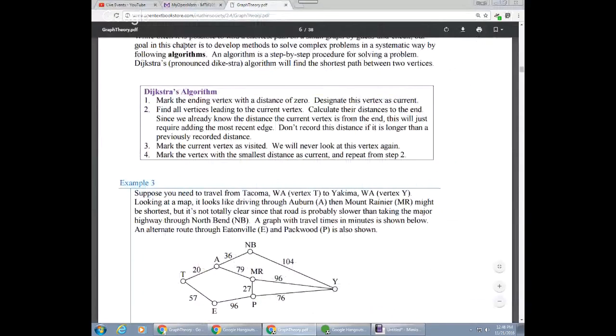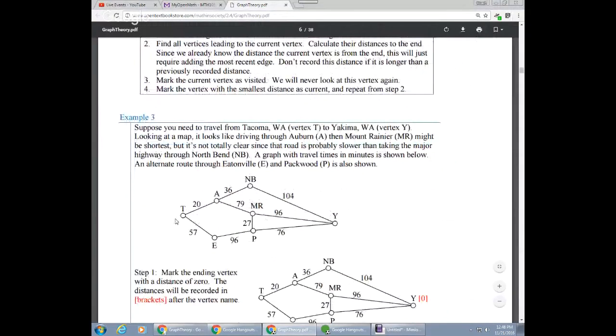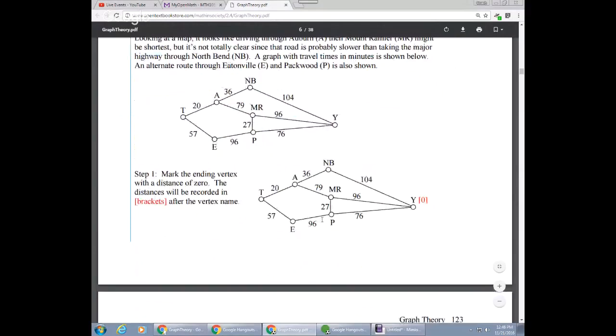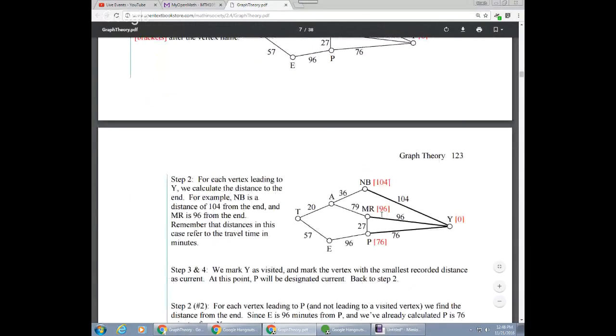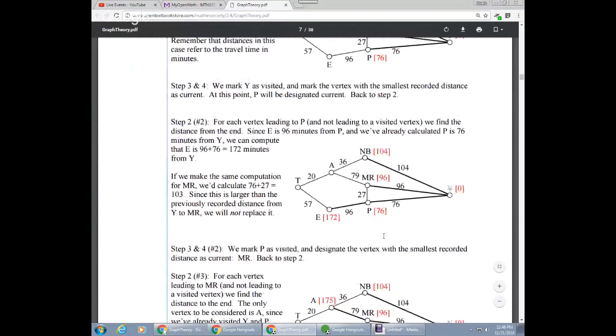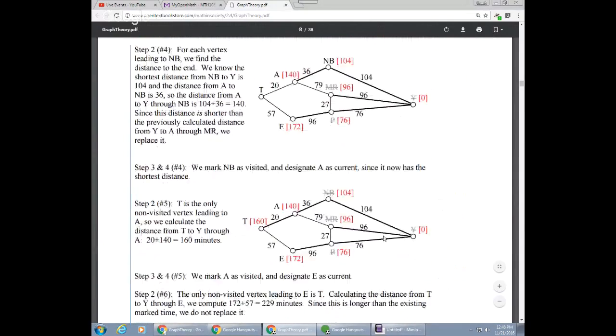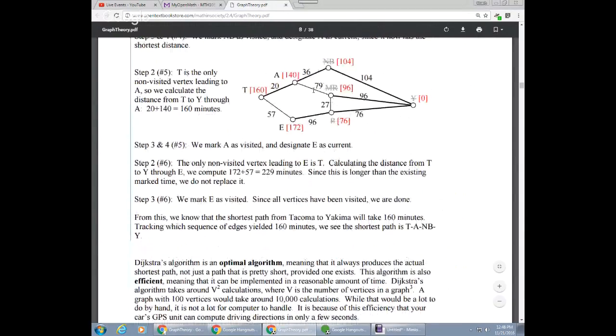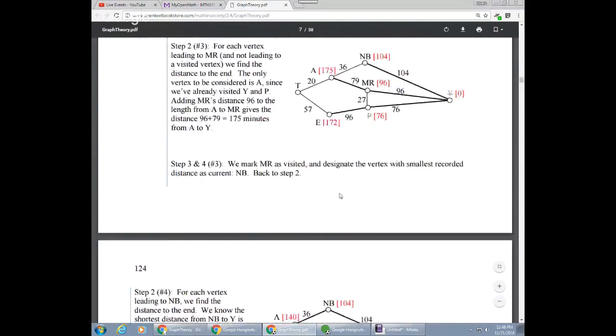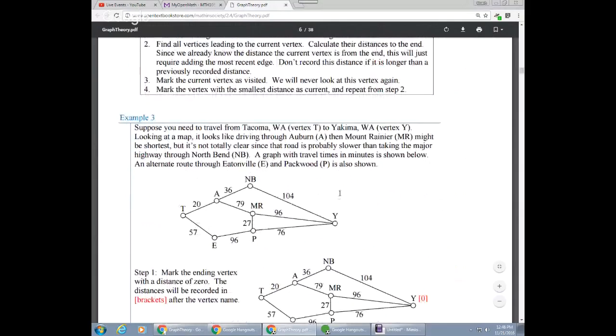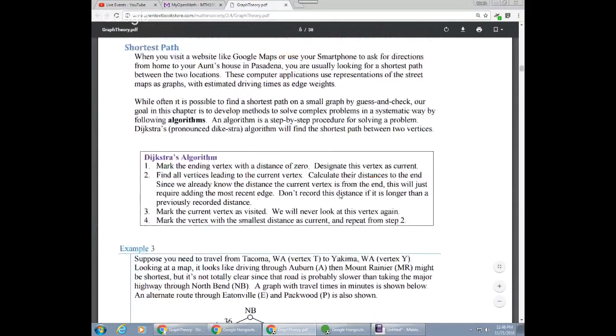So in the book, they list Dijkstra's algorithm, and they do that problem right there. They're trying to find the shortest path to get from Tacoma to Yakima. Step by step, they go through marking the things like we did, trying to find that shortest path. And then they end up with that 160 that we did. Okay. So we'll try another one of those next class.